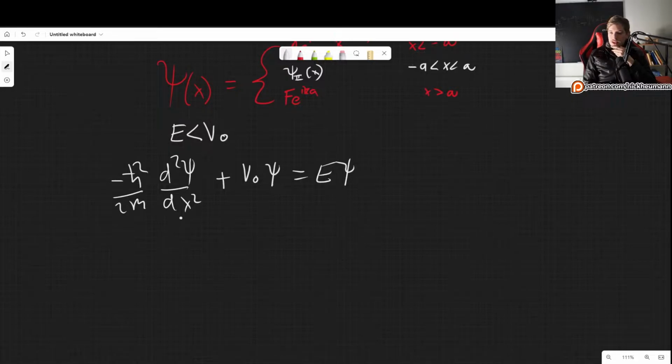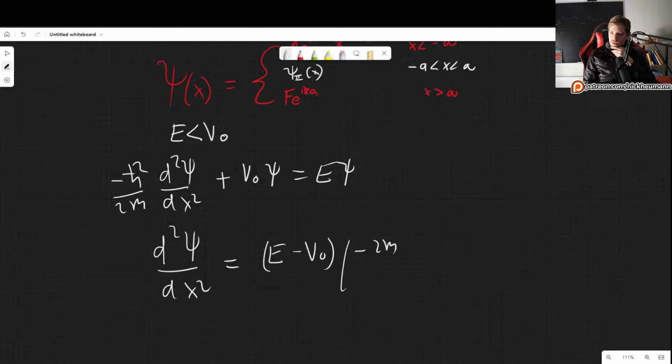Okay, now let's write this in a form similar to what we just had. So we write this as, let's put this to the right, E minus V0. Then we multiply this by minus 2m over h bar squared and times psi. So the minus sign we can put in here, and instead of E minus V0, we get V0 minus E. And there we go.